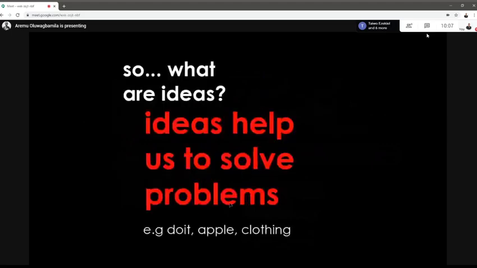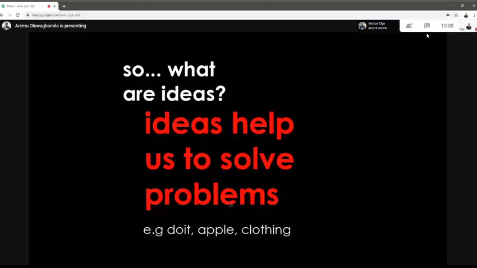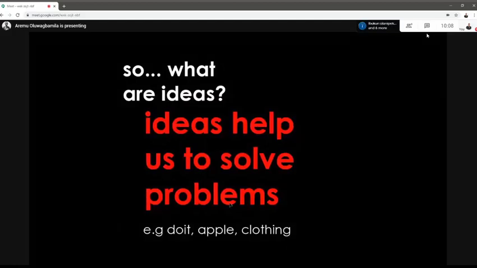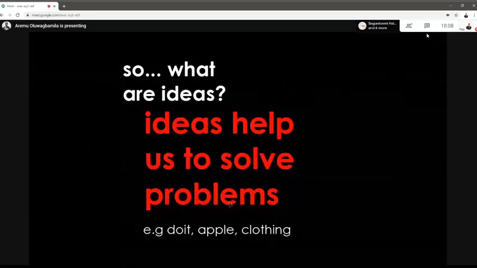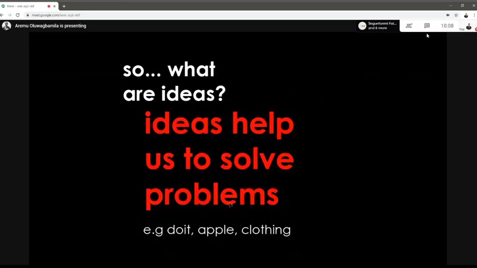So what are ideas in the first place? Ideas help us to solve problems. So there's a problem, then everybody is looking for ideas on how to solve the problem. And I give three examples here. The training session that we're having presently: Emmanuel saw that there's a gap in training people the basics and the fundamentals of design, then decided to provide a solution. That started with an idea.